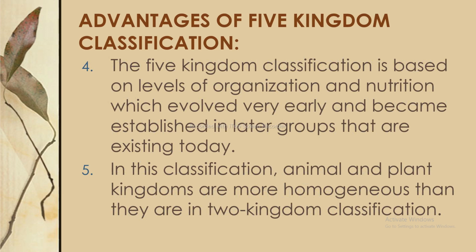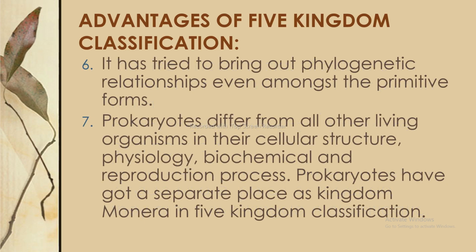The five kingdom classification is based on levels of organization and nutrition which evolved very early and became established in later groups that are existing today. In the classification, animal and plant kingdoms are more homogeneous than they are in the two kingdom classification. So it has tried to bring out phylogenetic relationships amongst the primitive forms. And prokaryotes differ from all other living organisms in their cellular structure, physiology, biochemical and reproduction processes.